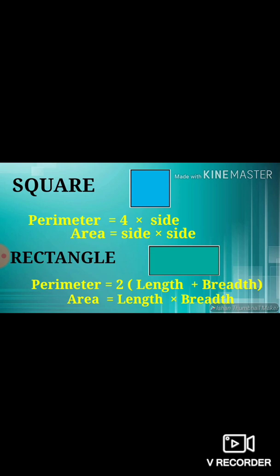One is the length and another one is the breadth. So the perimeter of the rectangle: what is the main thing of a perimeter? Length of the boundary. You have to add the length of the boundary.